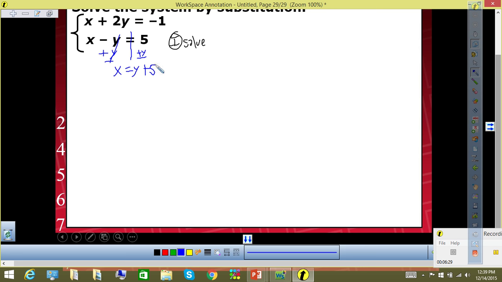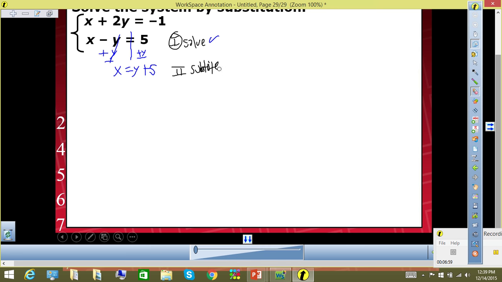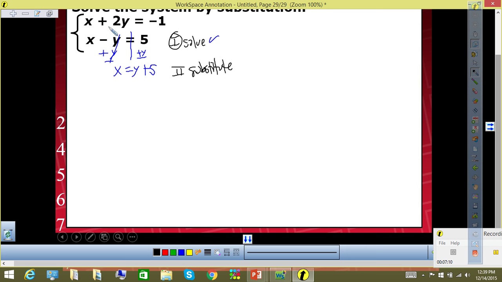Okay? So here I solve for one variable using one of the equations. Step 1 is done. Step 2 says to substitute. I'm going to substitute this equation into the second one, which means the one that I did not use. So I'm going to write the one I did not use underneath here: x plus 2y equals negative 1.